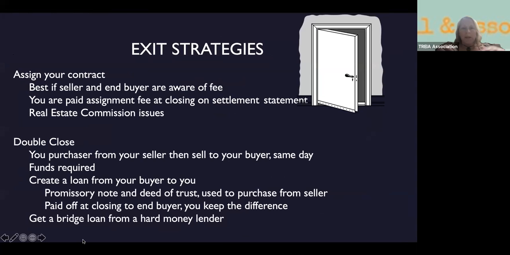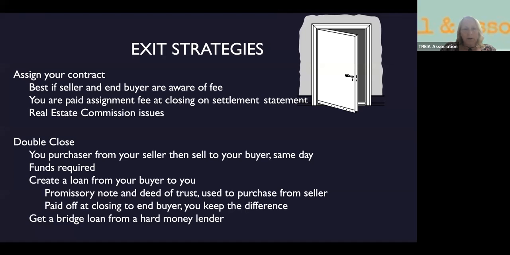So there's basically three ways you have to go about this. The easiest, fastest, simplest, and cheapest is this first one, which is what we're doing: assign your contract. In order to assign your contract, you have to have both the seller and the buyer know what you're doing and be aware of your fee. How do you do this?